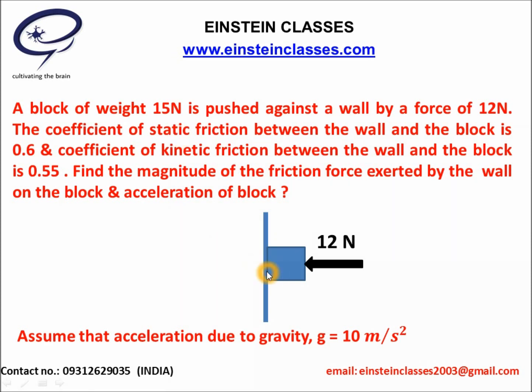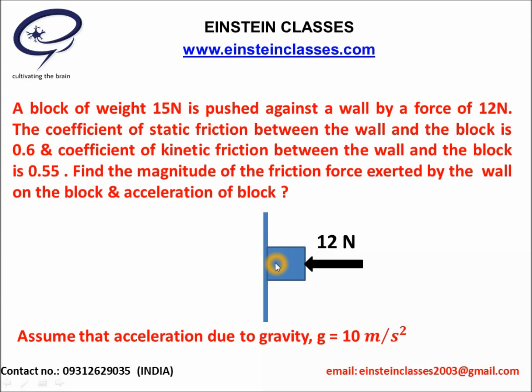Our approach is that first of all we have to assume that the block is at rest with respect to the wall, but it has the tendency of relative motion vertically downward due to the weight of 15 Newton. By taking this assumption, we have to find the value of the friction force. Obviously, the friction force exerted on this block by the wall is static friction, because our assumption is that the block is at rest. If the value of the static friction is less than the limiting static friction force, then our assumption is correct, otherwise it is wrong.